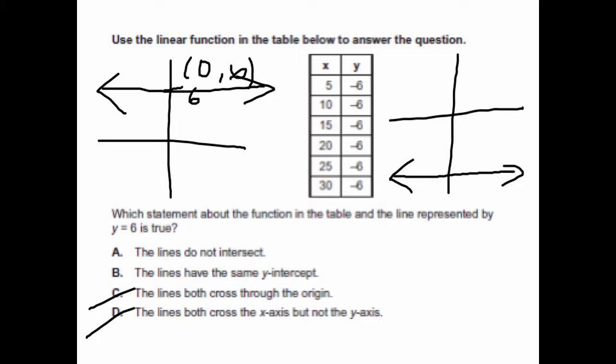Well, some of you guys might get tripped up by that and agree with that statement, but the y-intercept of the table is 0, negative 6, while the y-intercept of the equation y equals 6 is 0, 6. So they do not have the same y-intercept. That leaves me with A, the lines do not intersect, which is in fact true. Let's move on to the next one.